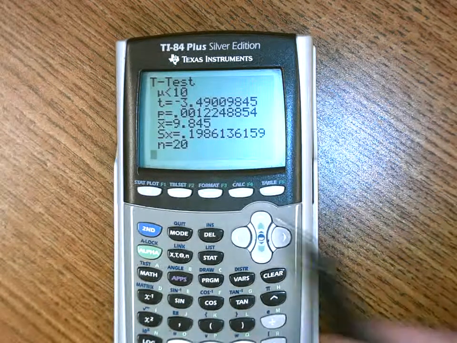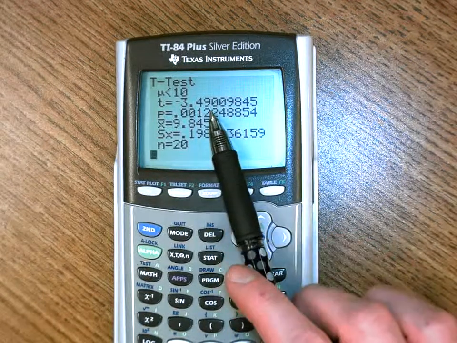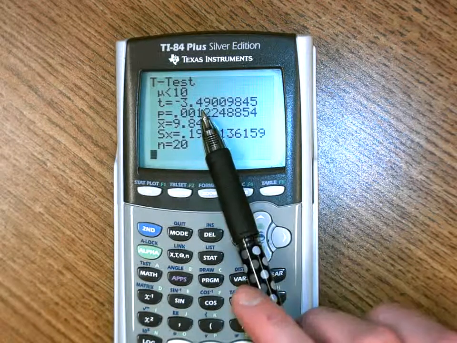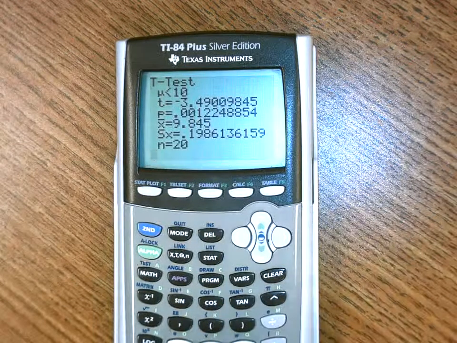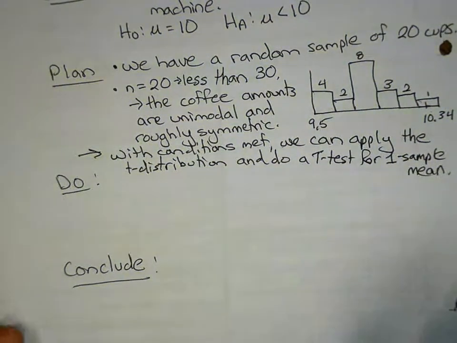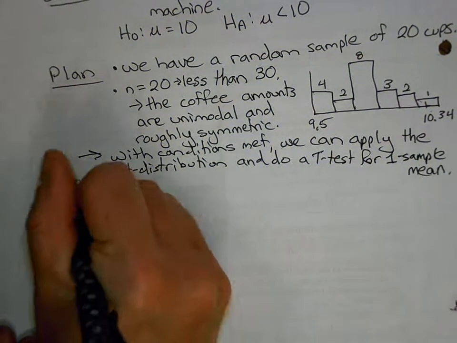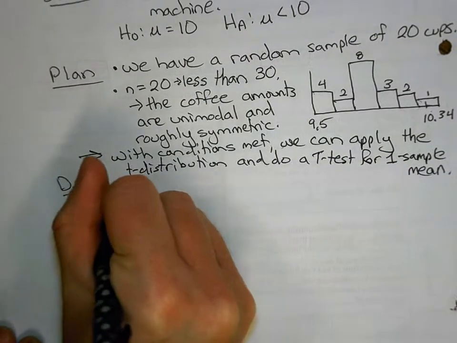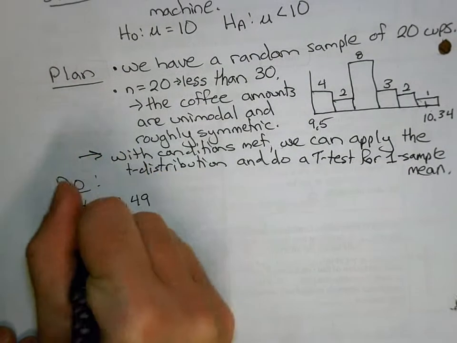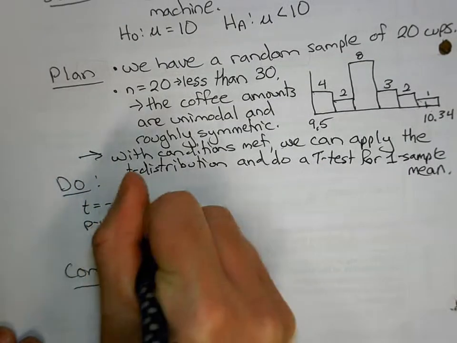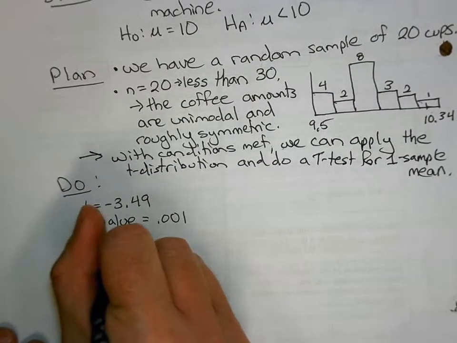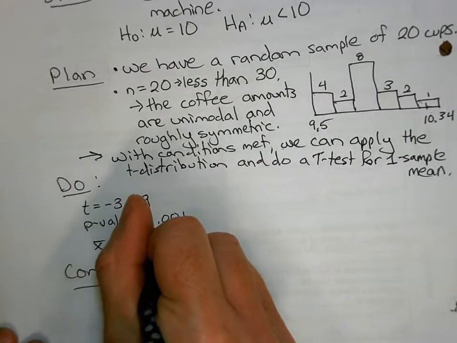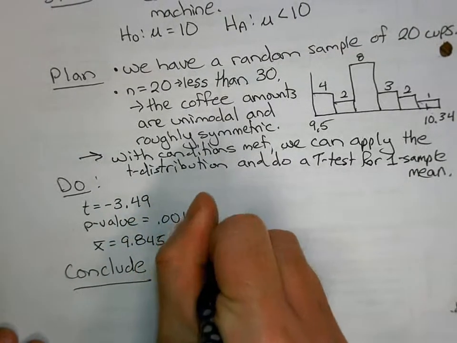We have a t-score of negative 3.49, which means it's that many standard deviations below the average of 10, and our p-value is 0.001, which, yes, that's low. So we do have evidence that the machine is shortchanging us. We should send it back to the vendor and say we want our money back. So we just copy down all the stuff, negative 3.49, p-value equals 0.001, x bar. Now I know you formula lovers out there want to plug in the numbers, that's fine. And S sub x equals 0.19.